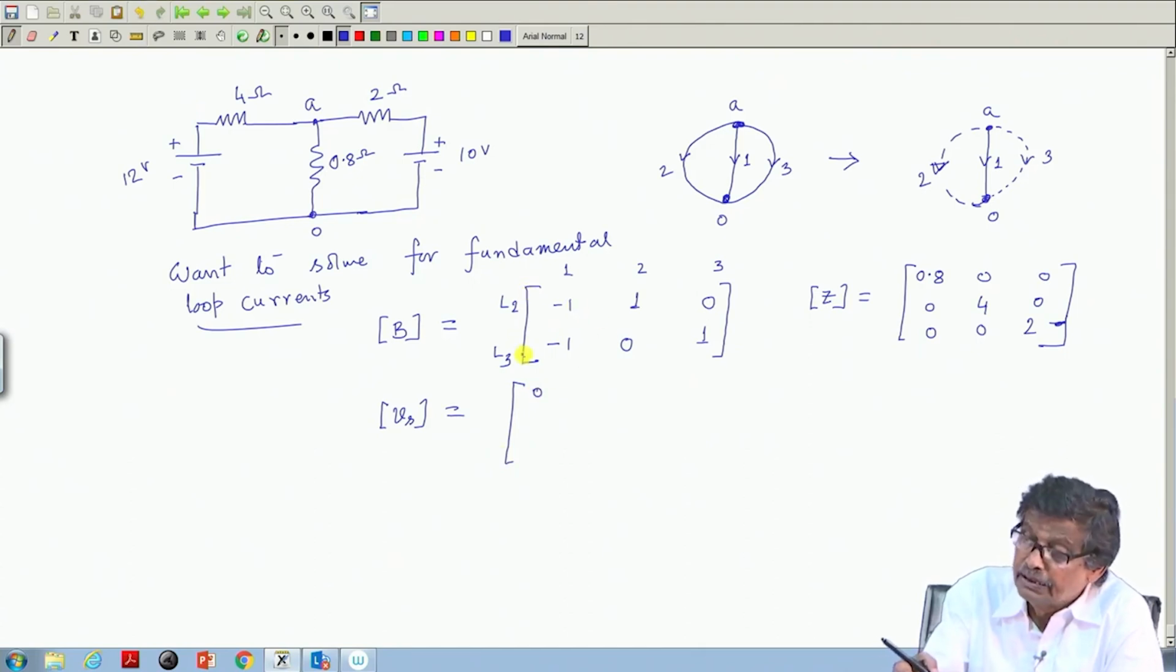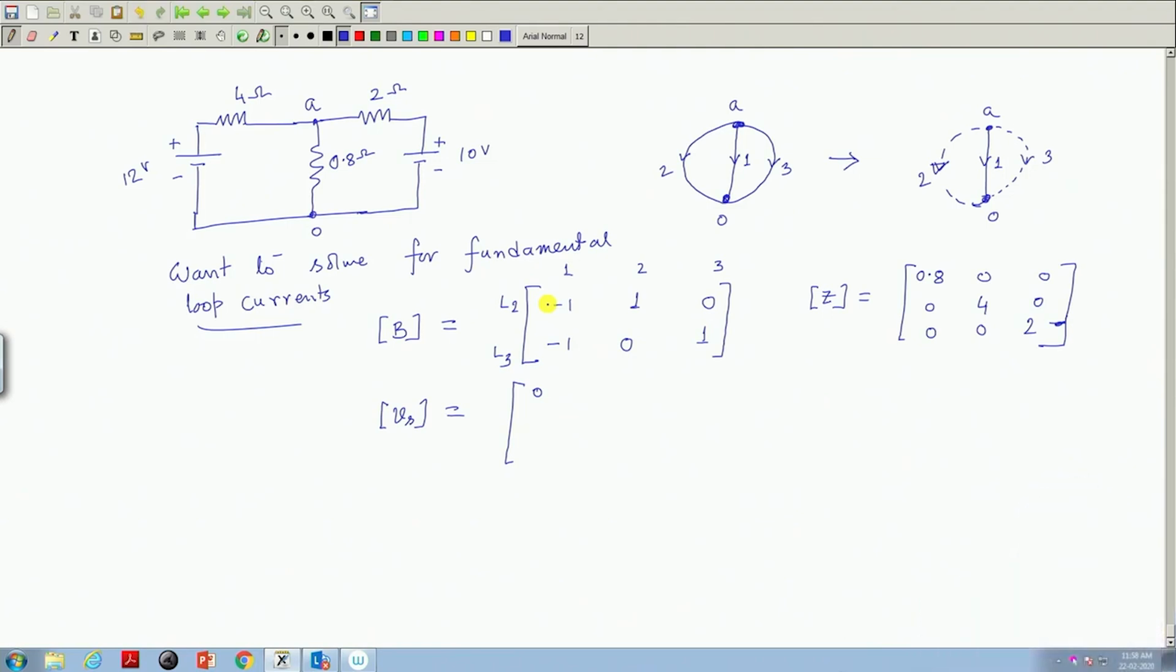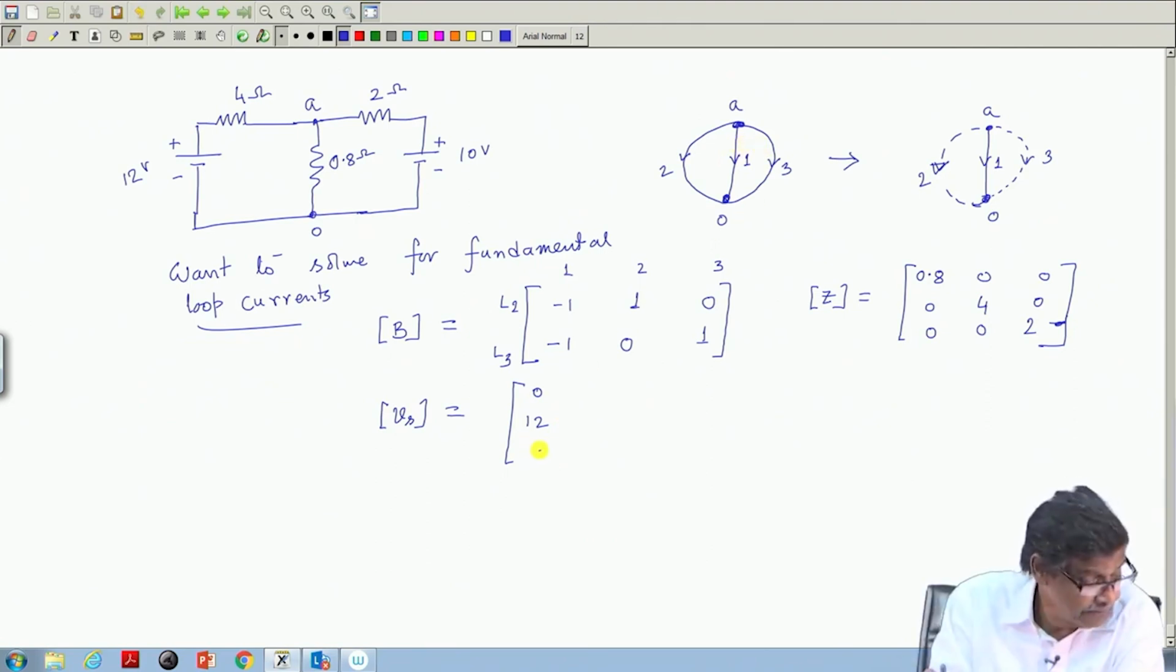For this element, there is a voltage source present. Should it be plus 12 or minus 12? It will be plus 12. Why is this element's arrow this way, with the battery connected plus to this side? And in the third element there is another source that is also plus 10. Is that clear? Yes.